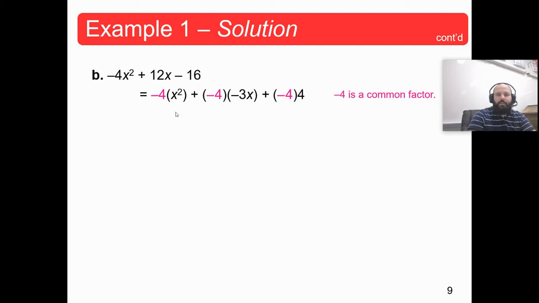The last thing will be to write one negative 4 followed by what was left, all in one set of parentheses. And again, if you want to check that this was done correctly, you can simply take this negative 4 and redistribute it to all three things, and you will get negative 4x squared plus 12x minus 16.